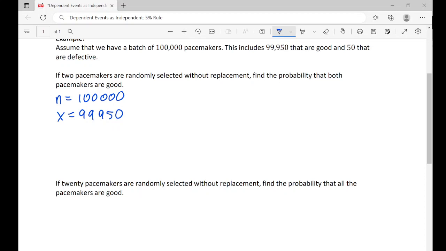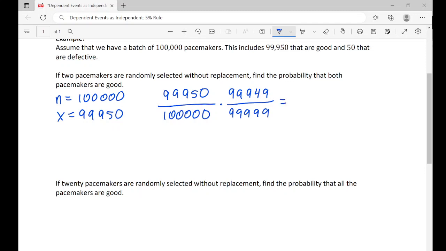I'm not going to use the 5% guideline on this one, just again show you what's going on. So the probability of selecting a good one with your first selection is 99,950 over 100,000. Now we've selected one, we're going to put it off to the side, and we're going to select another one. And since we have one less good one, our totality of good pacemakers goes down by 1, and the number of pacemakers in general also goes down by 1.